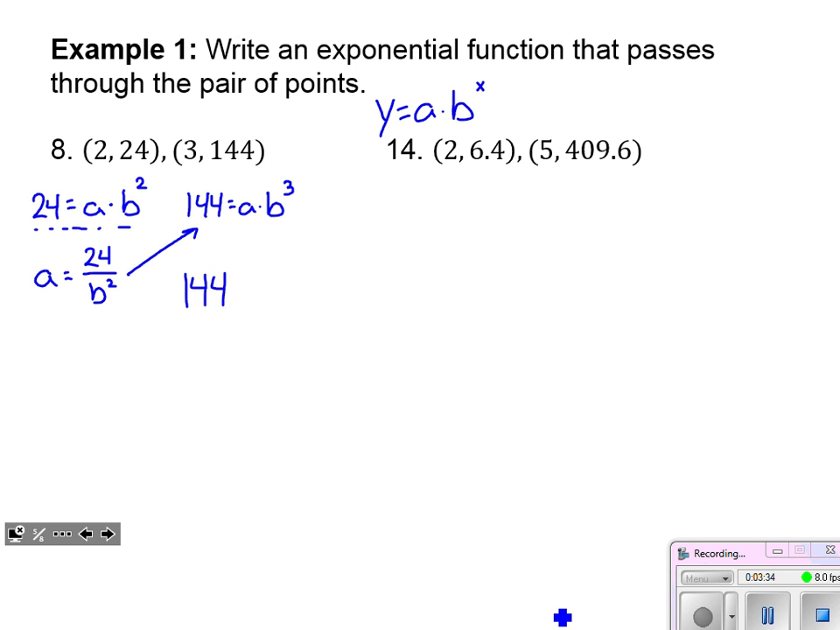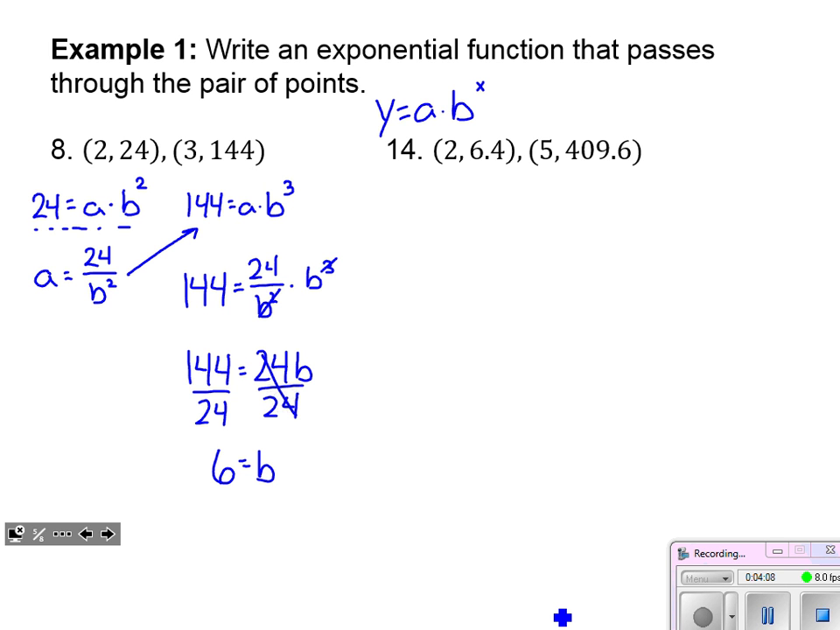Now 144 equals 24 divided by b squared times b cubed. And, hey, look at this. I'm dividing away b squared. That will cancel out 2 of those 3 b's that are in the b cubed. And I get 144 equals 24b. Divide both sides by 24. And we find that 6 equals b.